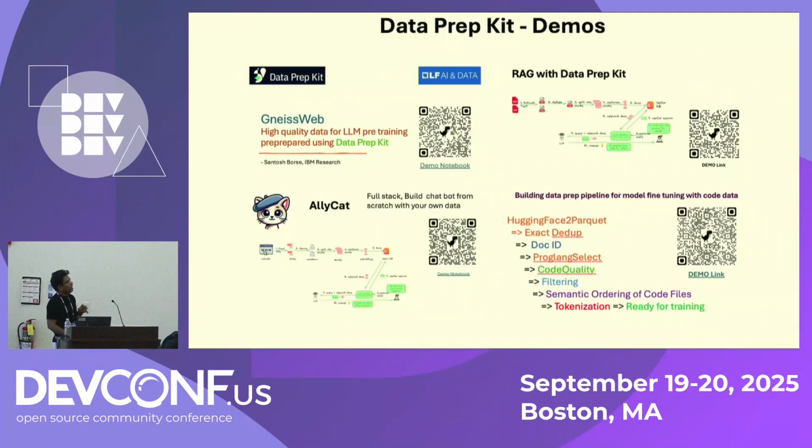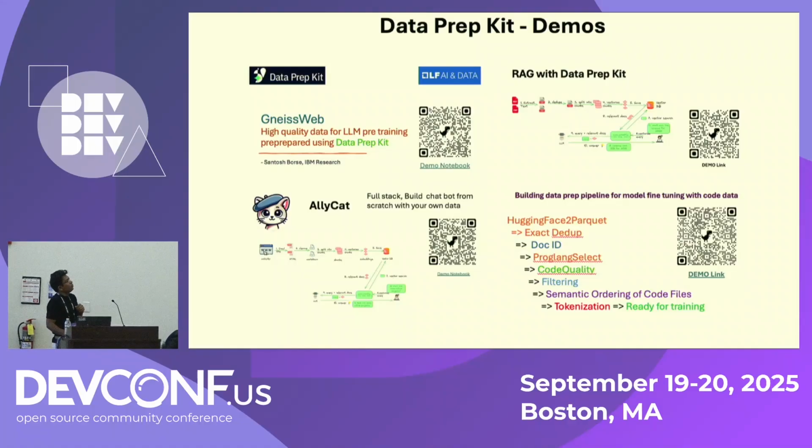Here are the different demos we have on Data Prep Kit. There is a cool app called AliCat, which is built on top of Data Prep Kit. It is a more elaborate use case of RAG. There is a fine-tuning notebook which fine-tunes your model for a language use case. So if you want to fine-tune your model for a Python or a Java or a specific code data set, you can do that.